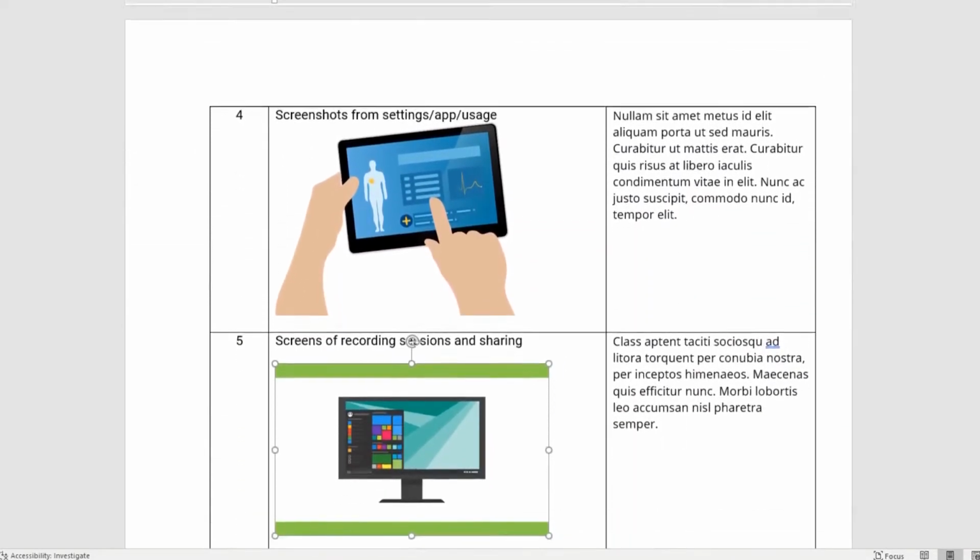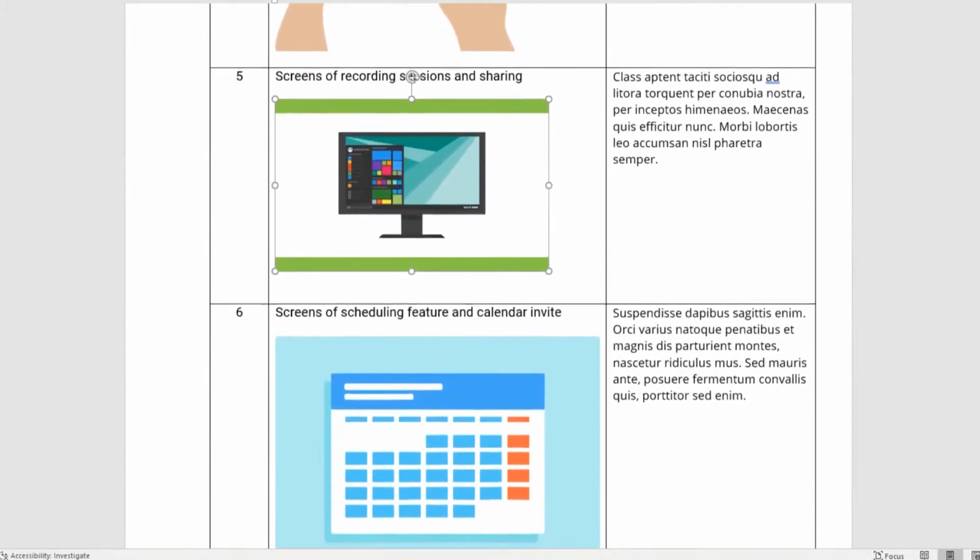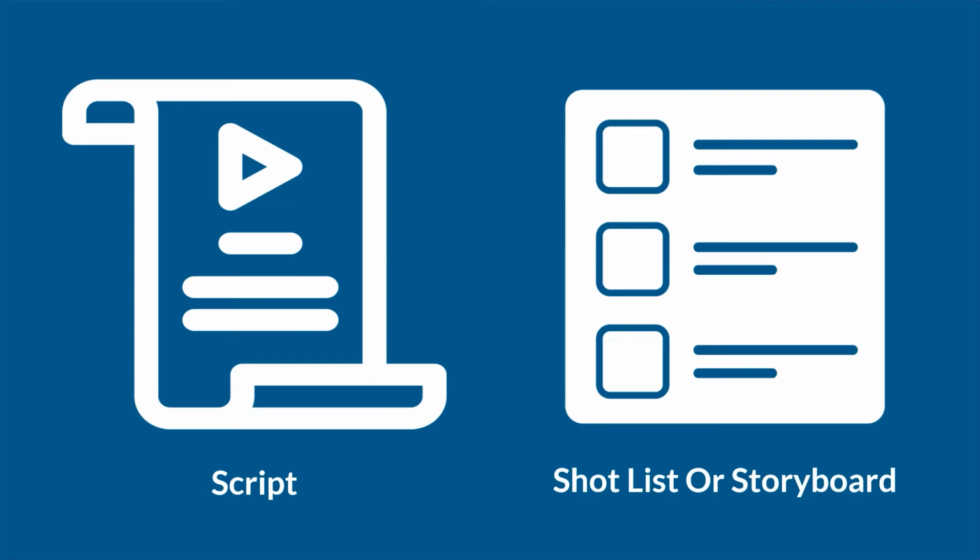No matter which way you approach it, the end result of planning is that you have a script so you know exactly what will be said in the video, and have a shot list so you know roughly what will be on the screen when each piece of the script is being said.